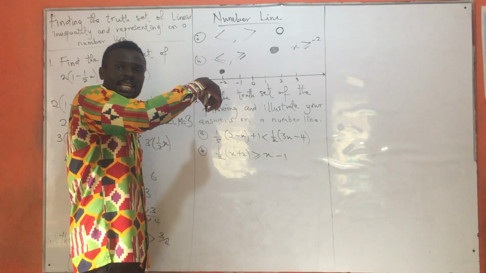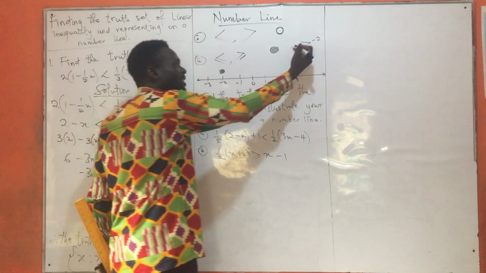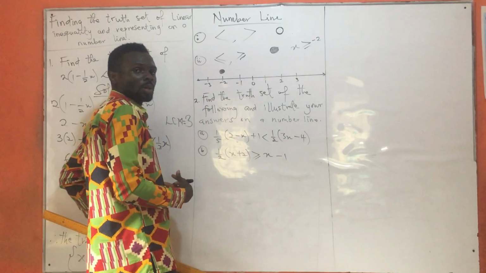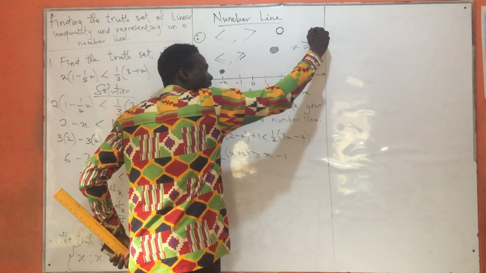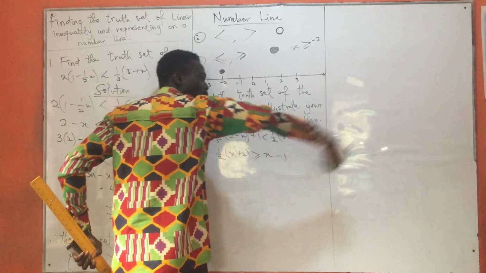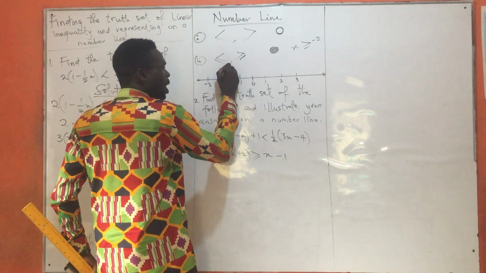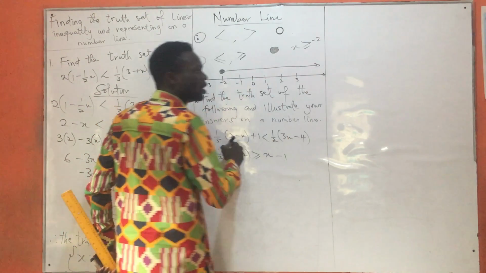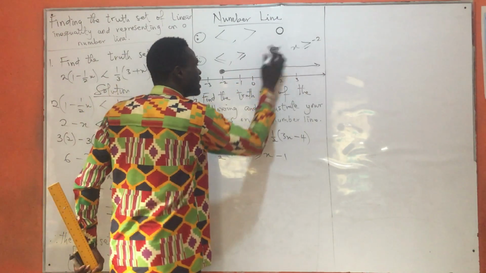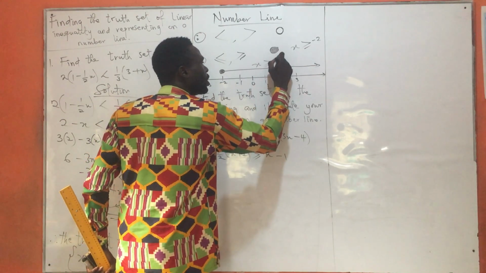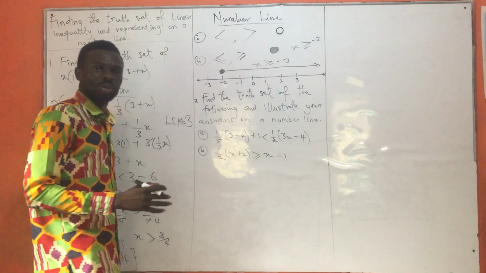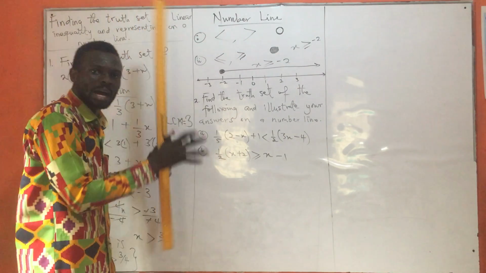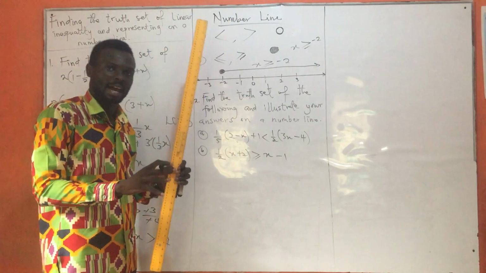Now why would I shade it? I am shading because it is greater or equal to. Now am I going to the left or to the right? Look at the sign. It is the right, moving in this direction. So with the help of your ruler, you draw towards your right. Then you just write x is greater or equal to negative 2. So that is how we represent numbers on a number line.